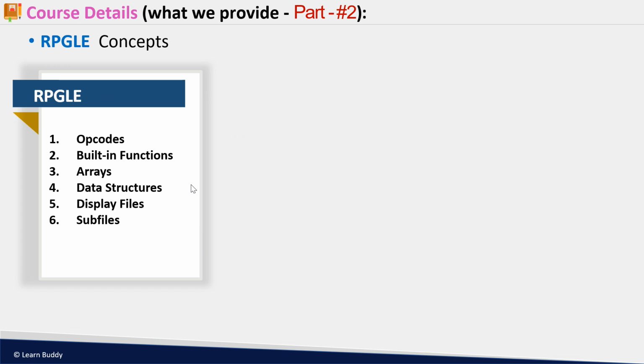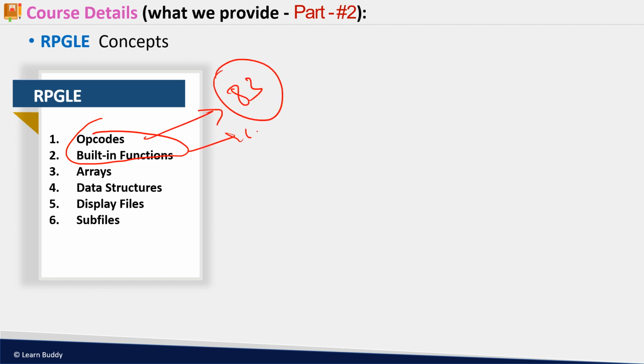Next we'll start with RPGLE. Since we are good with the database, whatever data is in the database we can retrieve, and we'll write some sample programs showing how to process the data from the backend database. To write the backend programs, the very important things are built-in functions and opcodes. There are about 83 opcodes and about 45 built-in functions. Using these only, we'll write the backend programs.